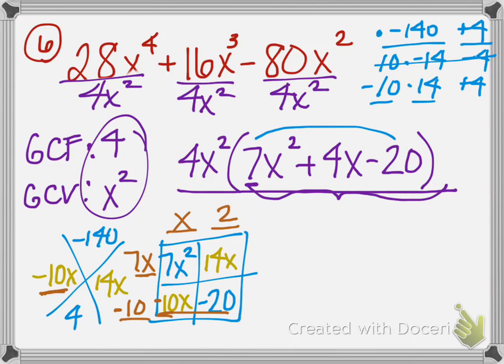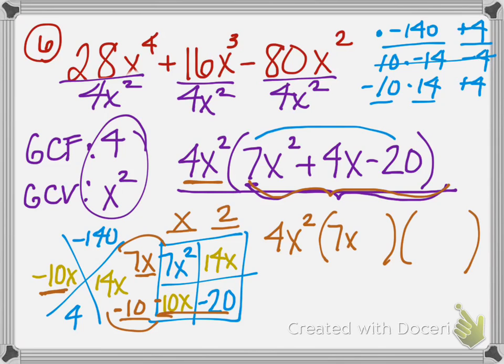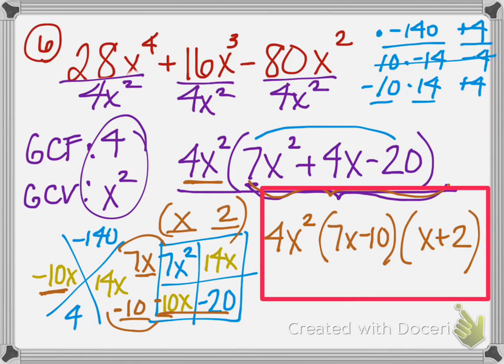So, final answer. This 4x squared is still there. This set of parentheses now is broken into the two sets that I just got from my x box. One is 7x minus 10, and the other is x plus 2. And now this problem is completely factored. We'll see another one of those in the solve section, so we'll have to factor again and then solve it. All right, so that's the factor section. I'm going to stop here, and you can go on to section 2 if needed.